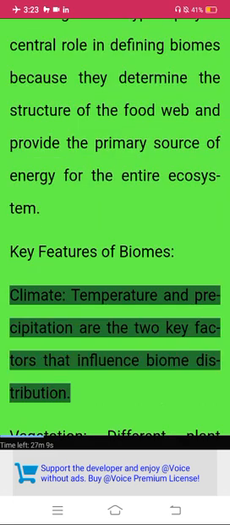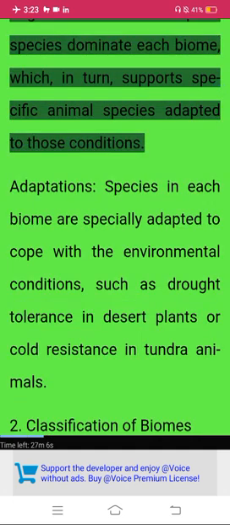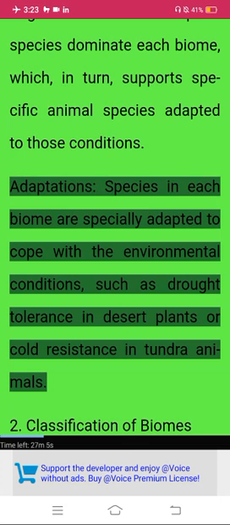Key features of biomes. Climate: temperature and precipitation are the two key factors that influence biome distribution. Vegetation: different plant species dominate each biome, which, in turn, supports specific animal species adapted to those conditions. Adaptations: species in each biome are specially adapted to cope with the environmental conditions, such as drought tolerance in desert plants or cold resistance in tundra animals.